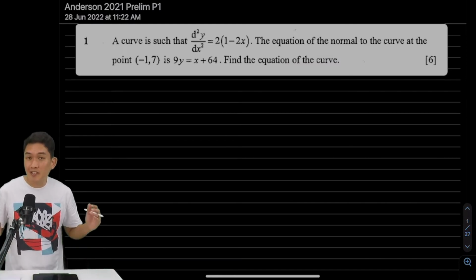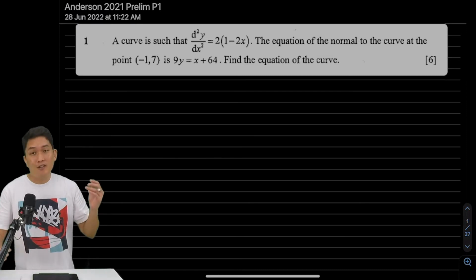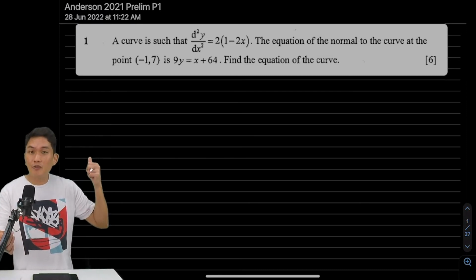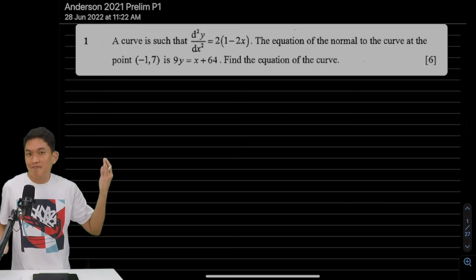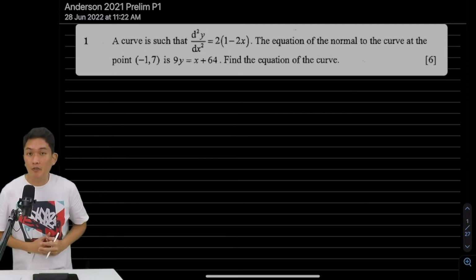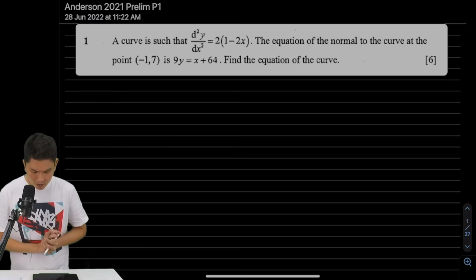So for those of you who are taking the A Maths paper this year, I'll be going through the Anderson 2021 Prelim paper. Why Anderson? Because it's the alphabetical order. It's the first paper I could find online. If you'd like me to cover other papers, do let me know. Without further ado, let's do question 1 from paper 1.